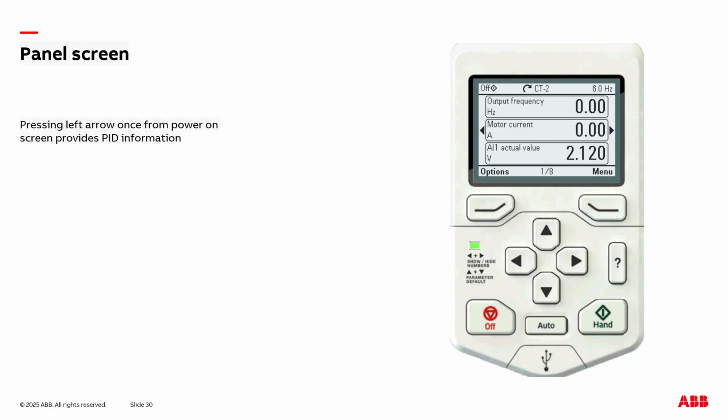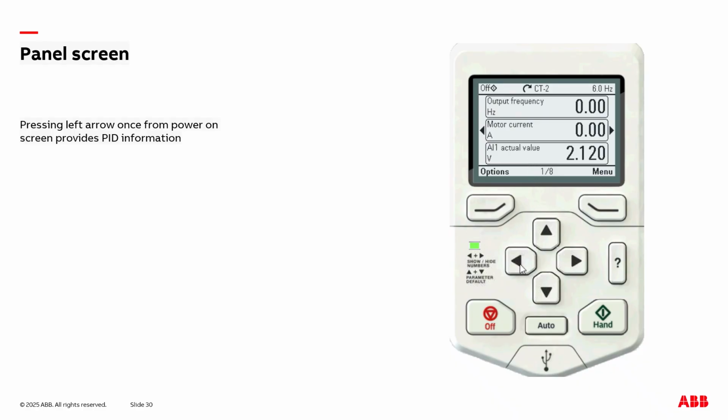Now before we finish up this lab, I want to mention one important thing. Since we set up this drive to operate in a PI or PID control loop to control the speed of the motor based off of a feedback temperature and then control the speed against a set point, how do we see that information on the control panel screen? Because as default, we see we have output frequency, motor current, and the voltage value on analog input 1. So how do we see what our set point is or feedback signal is?